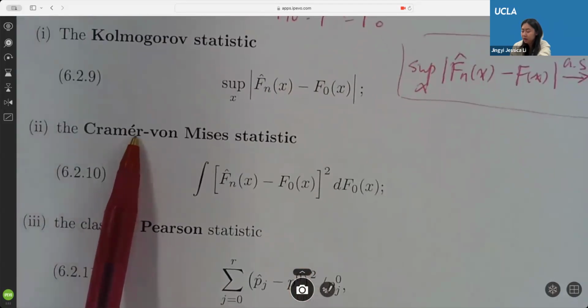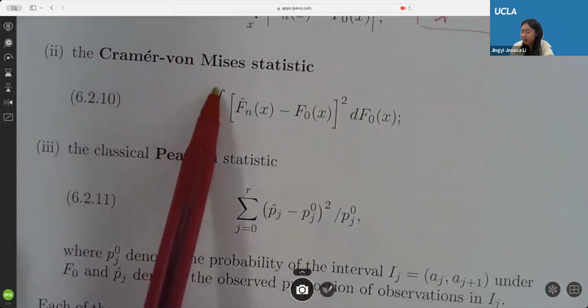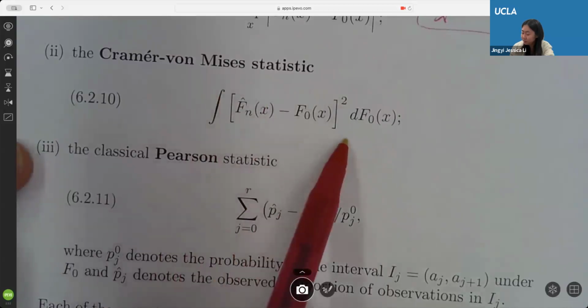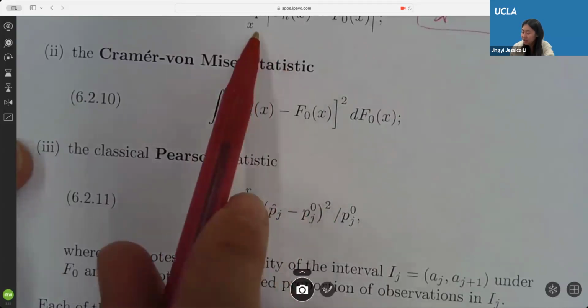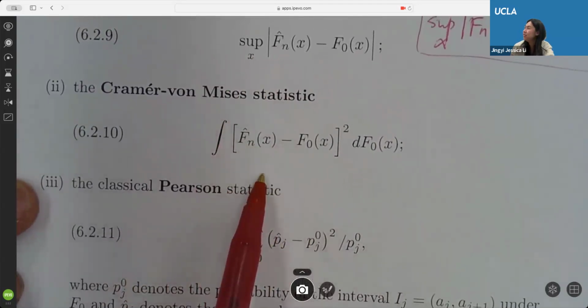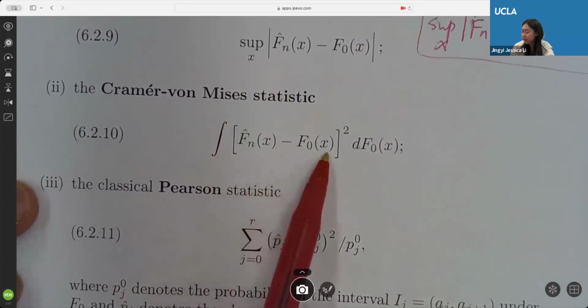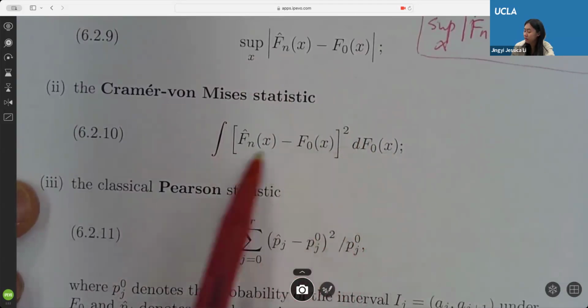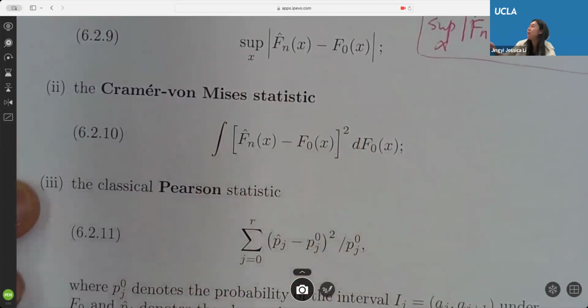The second one is called the Cramér-von Mises statistic. So you see, what's the difference? Here, you're not taking the sup, but you're taking the integration of the squared difference. Okay, so you're integrating over all possible values of x by assuming x follows F0 under the null. This is the integral one, so more like an average, right?